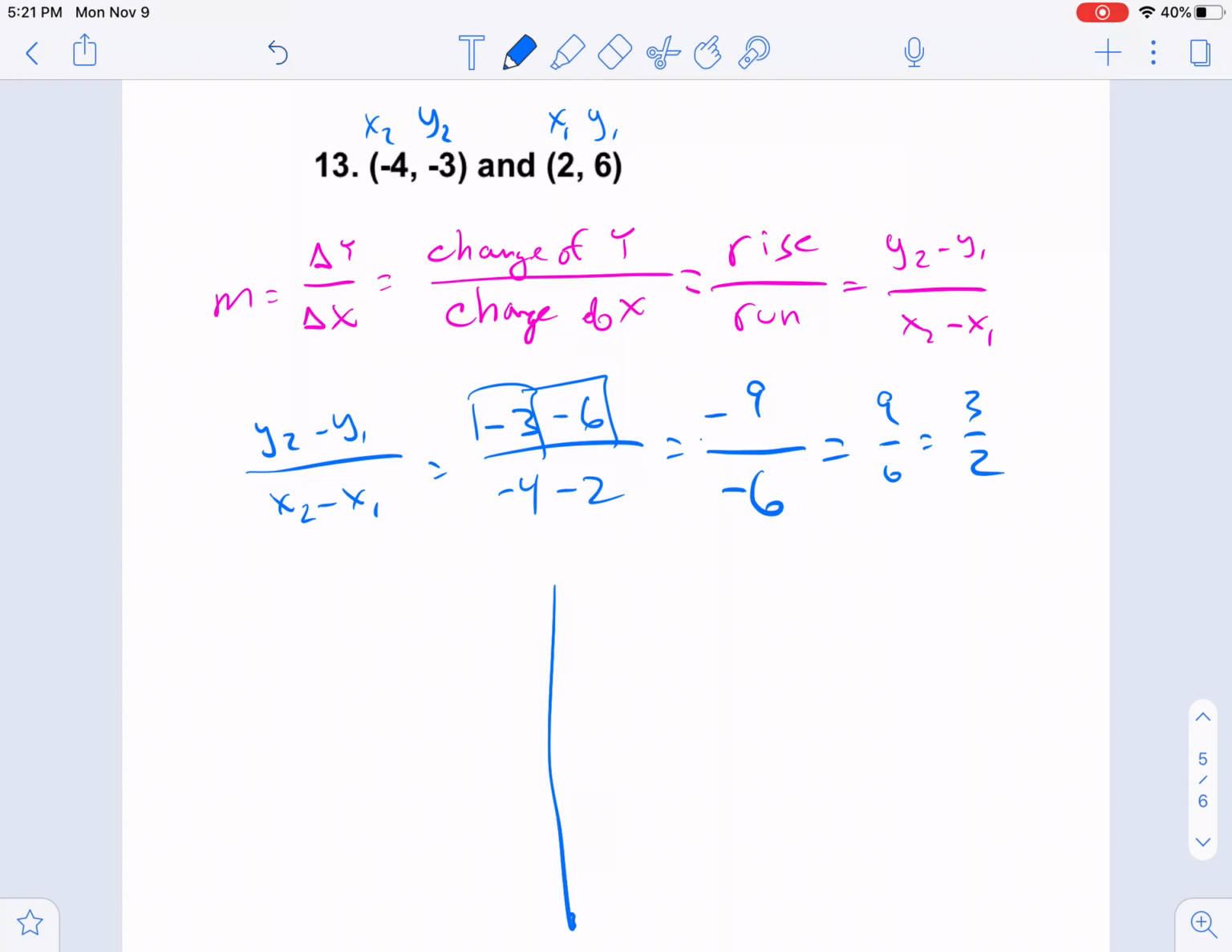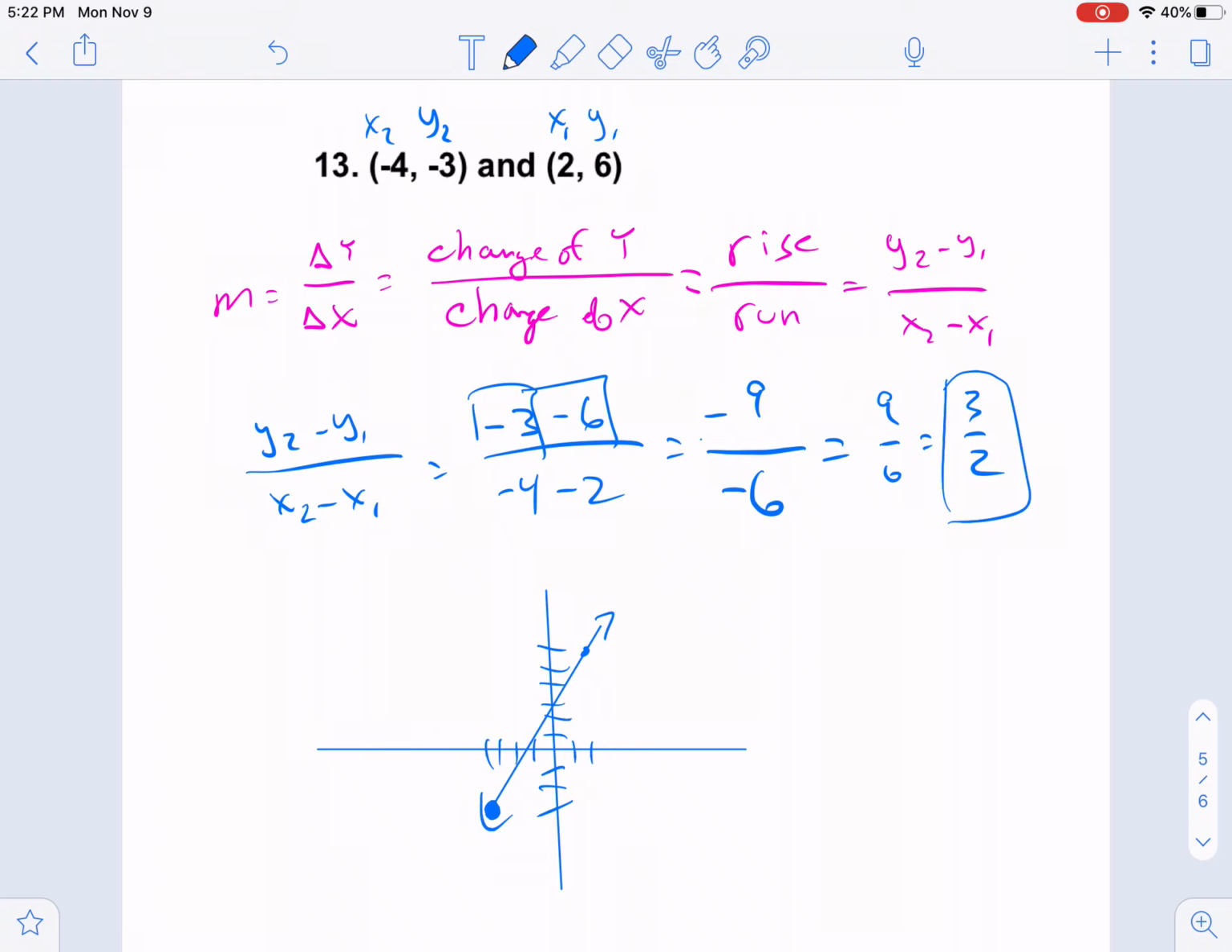What if I'm not sure? Well, why don't I just graph it? Negative 4, negative 3, and 2, 6. Just want to see if it's positive or negative. And folks, what you have is a line. It's going up and to the right. Positive number, positive number. But we're not done.